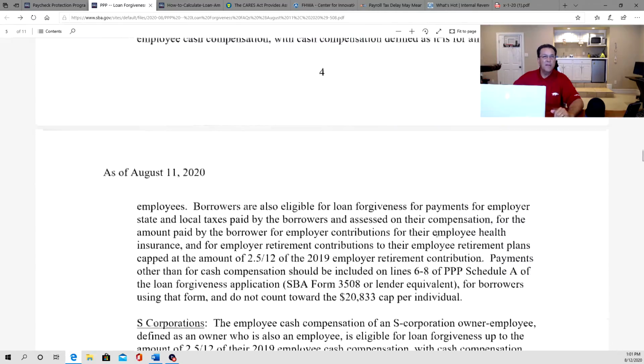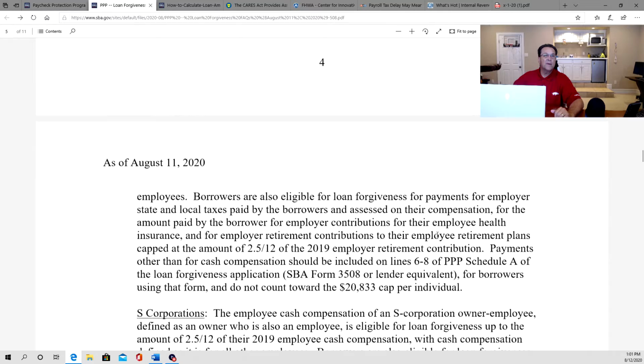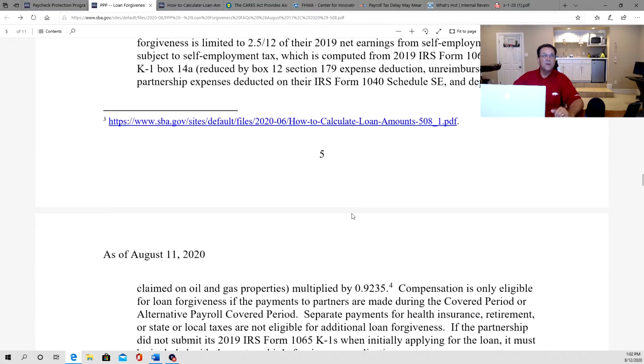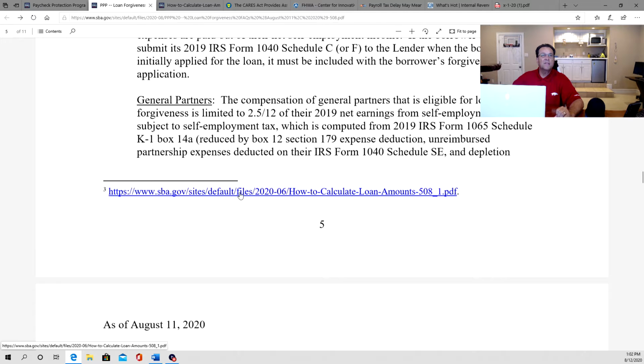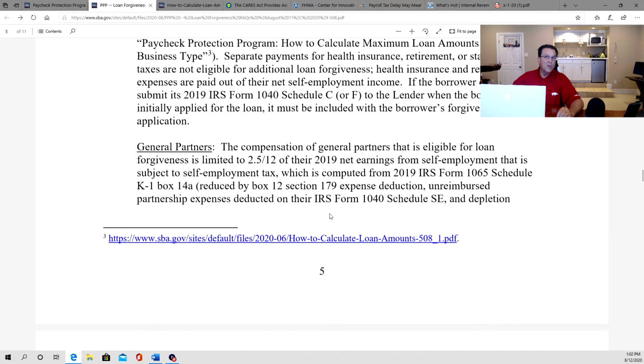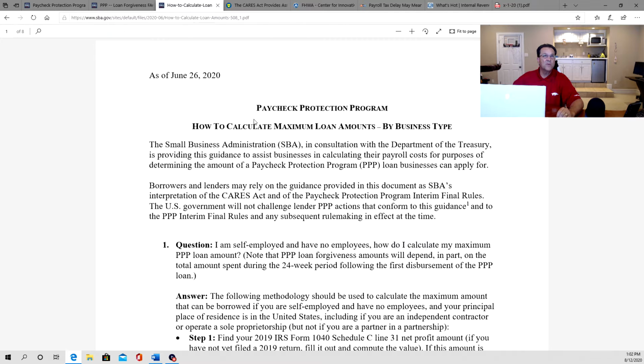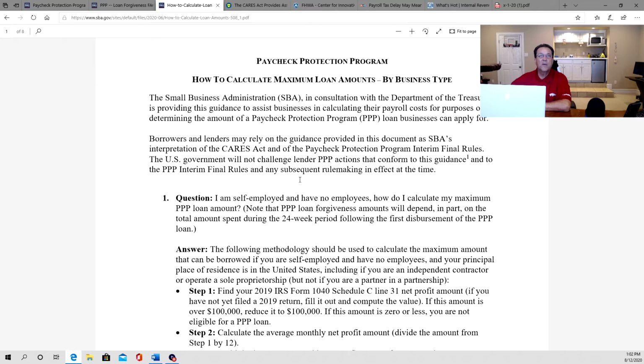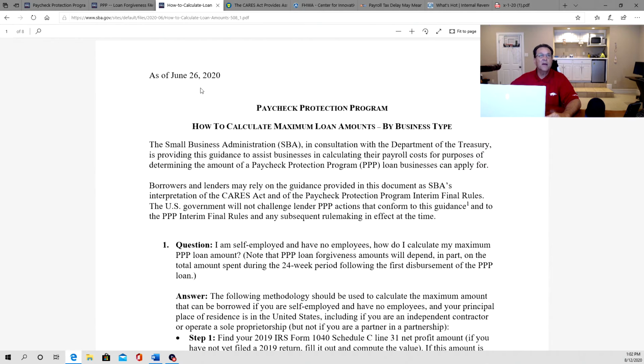I want to go down to the EIDL, which is where the new updates really are. But also, here are a couple of sites you can go to. When there are hot links in here, you can click on those, and I'll go to the first one, which is how to calculate loan amounts. This was issued June 26th of 2020. I got a question yesterday about S corporations, so I was able to go exactly to this article, and I'll show you where to go.